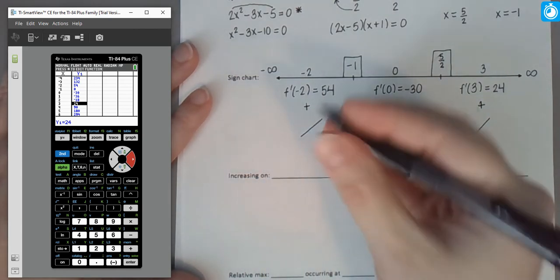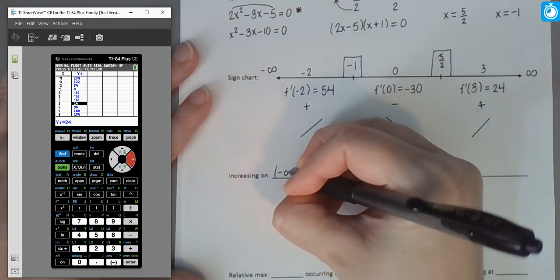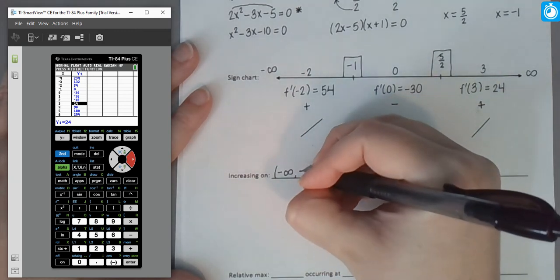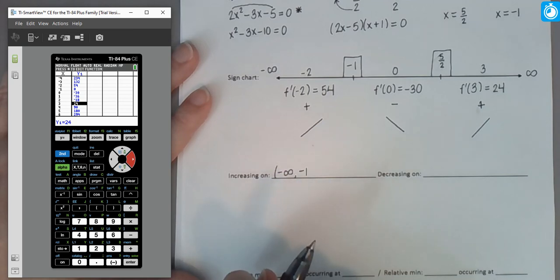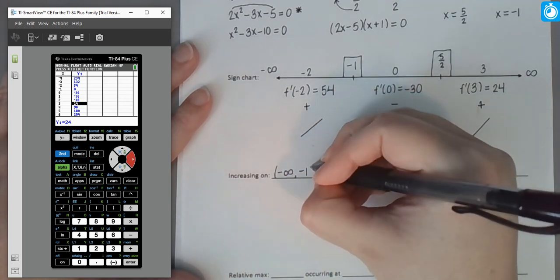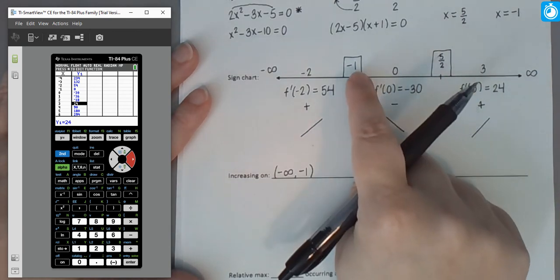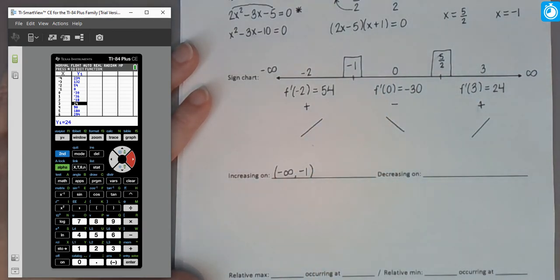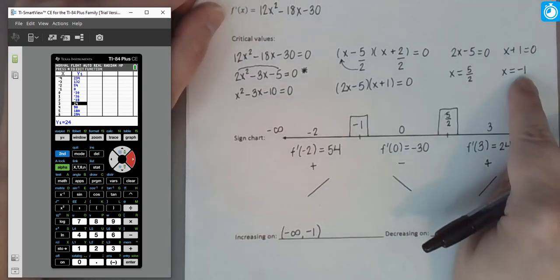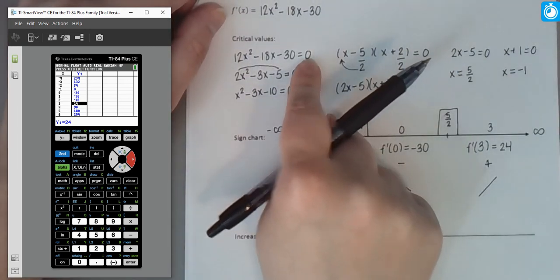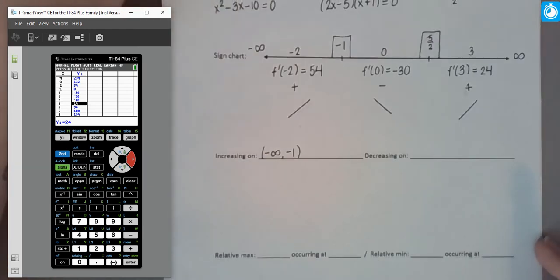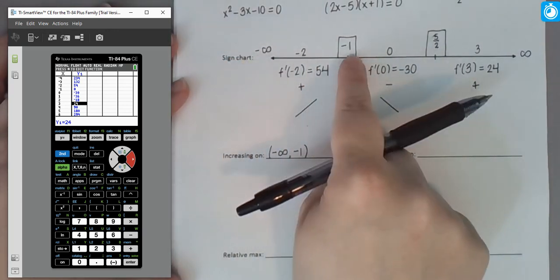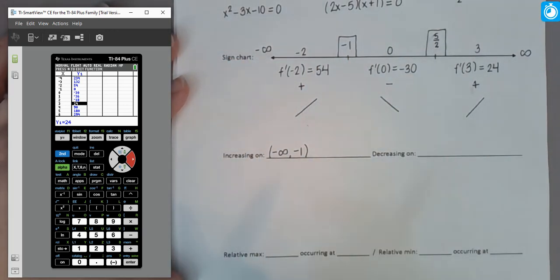So we can say our function is increasing on the interval from negative infinity to negative 1. Now I use parentheses with negative infinity because negative infinity is not a number. I'm also going to use parentheses at negative 1 because once we get to negative 1, that's a critical value. We don't actually have a positive derivative there. At negative 1, the derivative is 0, which means we're no longer increasing. It means we've hit a flat line. So over that interval, up to negative 1, but not quite reaching negative 1.